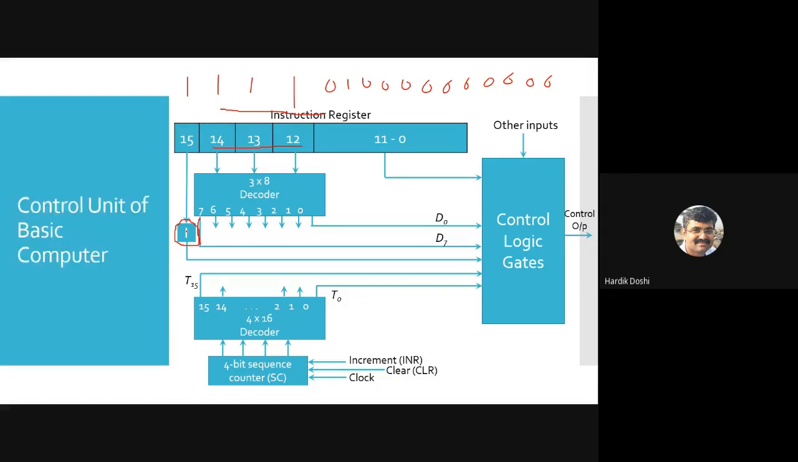And this is what is termed as the control unit of the basic computer. Still some part is missing in this, don't worry. This is controlling. Based on the instruction coming into the IR, it will control your other operations through these control logic gates. Okay, fine. So today we stop here. In the next lecture, we'll be discussing further.